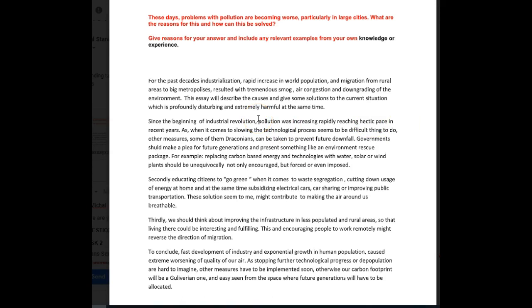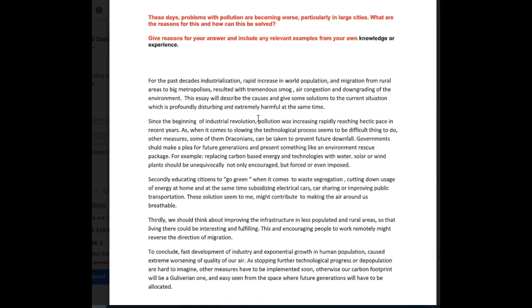No, as after with a comma. I don't know what you're trying to say here, but let's see. As when it comes to slowing the technological process seems to be difficult things to do, other measures, some of them draconian without the S, can be taken to prevent future downfall. Okay, I would have just gotten rid of the as. You didn't need it at all.